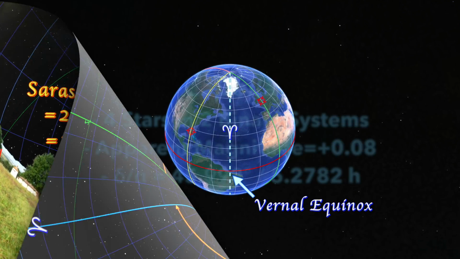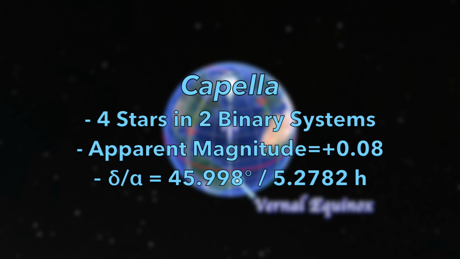Next, let's take a look at an example star. Capella is a system of 4 stars and 2 binary pairs, although it appears to be 1 star to observers on Earth. It is the third brightest star in the northern celestial hemisphere and has a declination of approximately 46 degrees and a right ascension coordinate of about 5.3 hours, or 79.5 degrees.